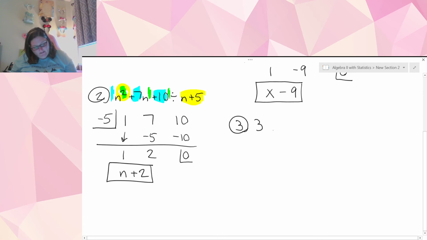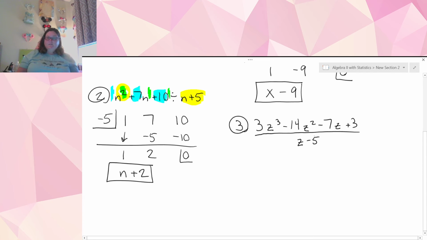So let's say I have 3z to the third minus 14z to the second minus 7z plus 3 divided by z minus 5. So this one looks a little bit different than the problems we've been dealing with. Instead of using an old school division symbol, I'll call it, we used a fraction bar. But it's the same thing as a regular division symbol.